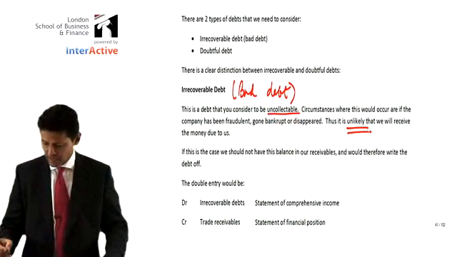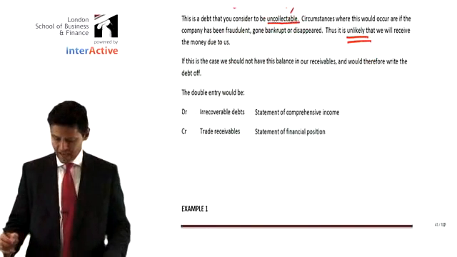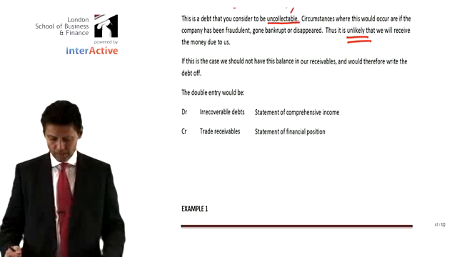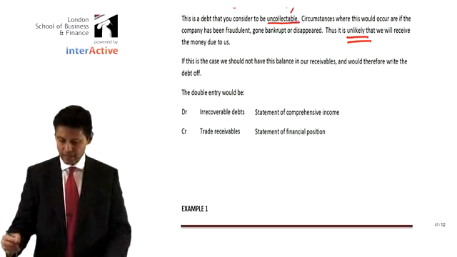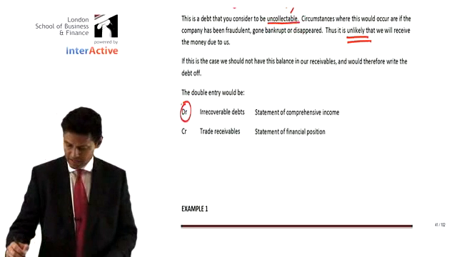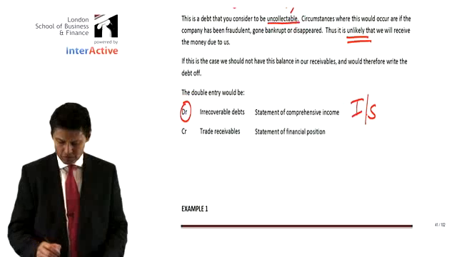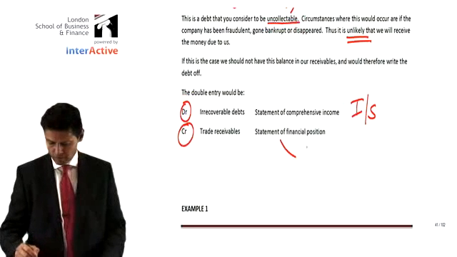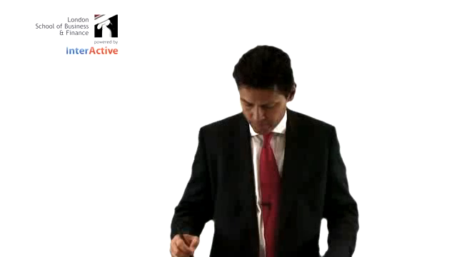So what's a double entry? As you can see there, the irrecoverable debts, statement of comprehensive income, income statement, so you debit your income statement, and clearly you credit your SFP, statement of financial position. And so we look at our first example, just to make this come to life.